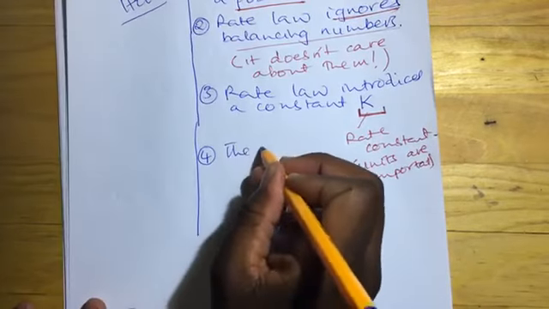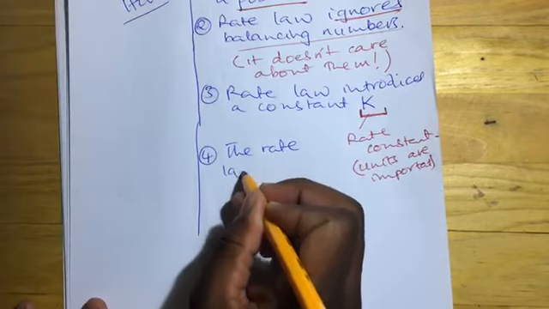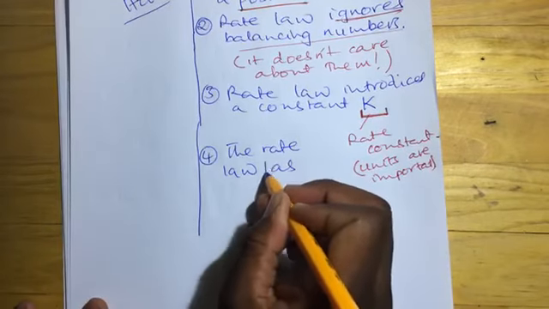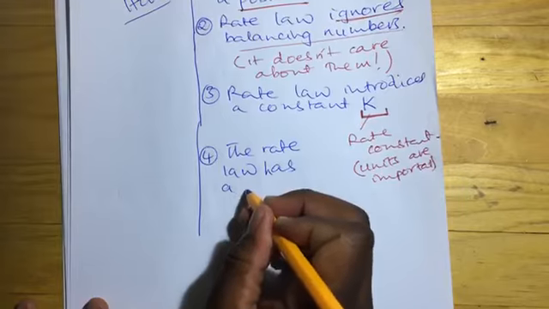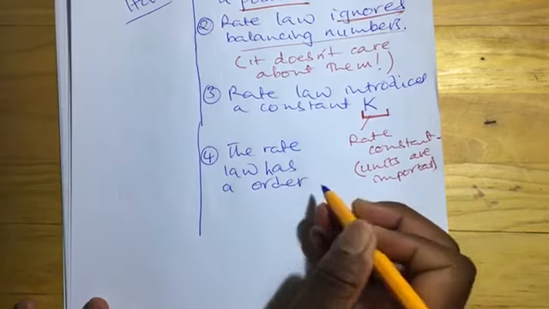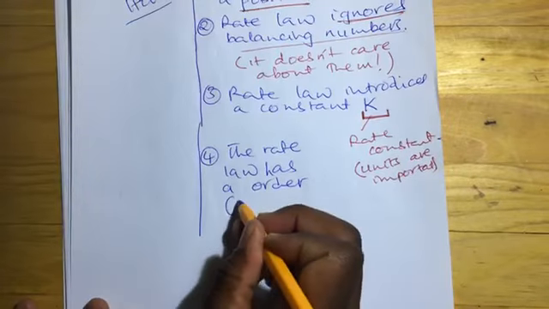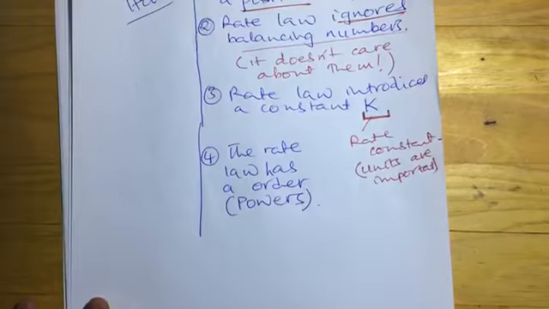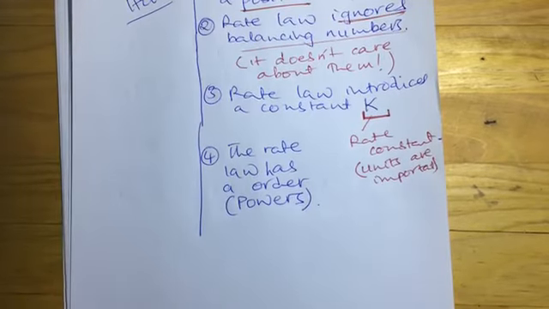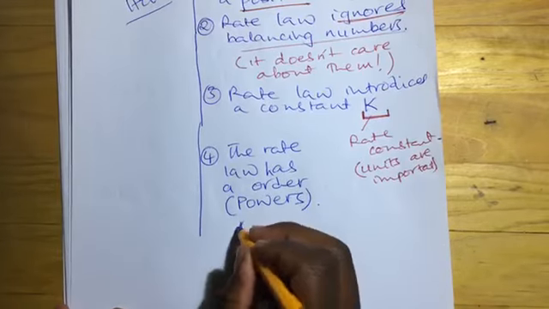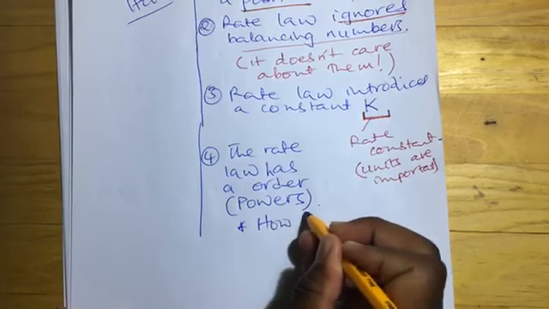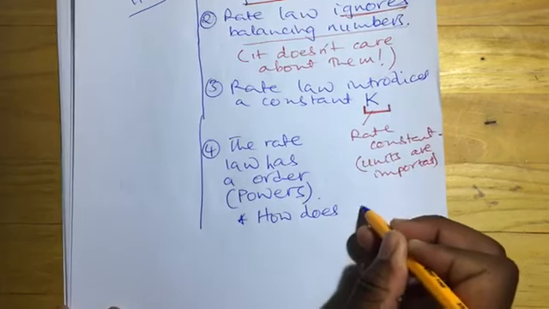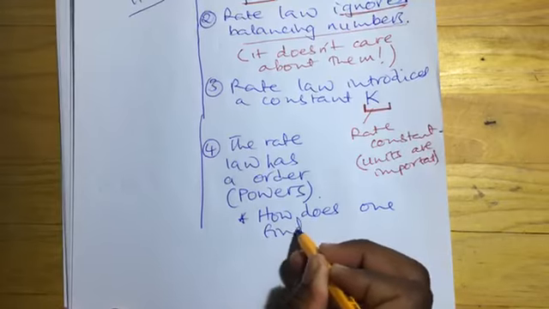Okay, then number 4, the rate law has an order. Order basically just refers to powers. And the behavior of that particular reaction depends on the overall powers. So for rate law, the key thing is how one finds the powers.